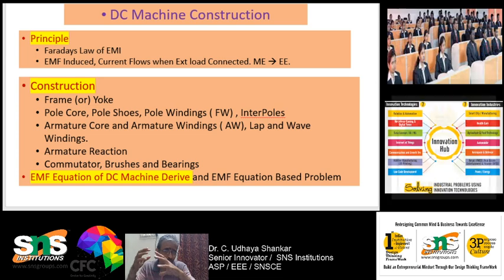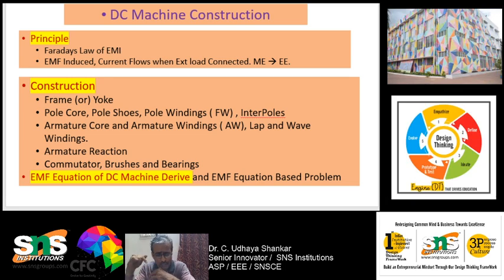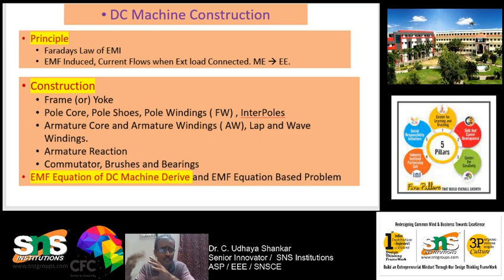There are two types of winding: lap winding and wave winding. Lap winding is used for low voltage, high current applications, whereas wave winding is used for high voltage, low current applications. This is the general difference between lap winding and wave winding, which we will study in detail later.